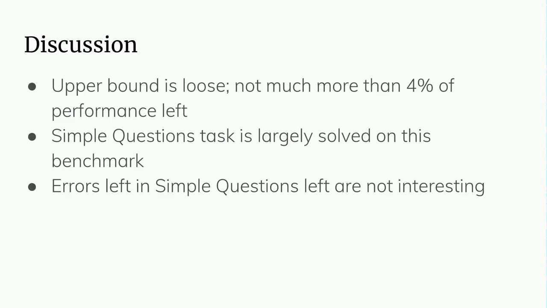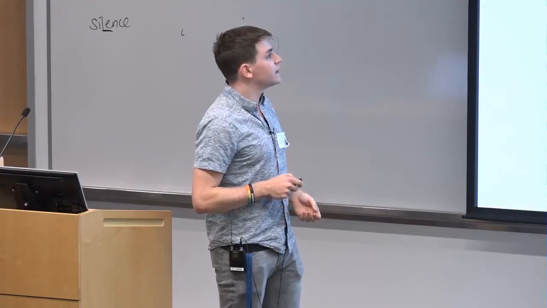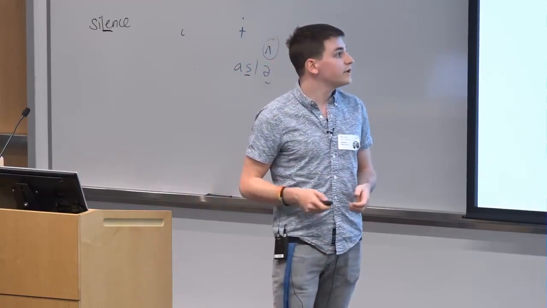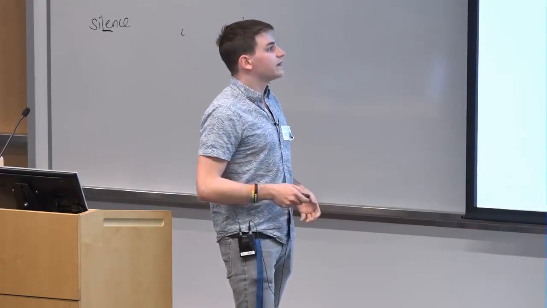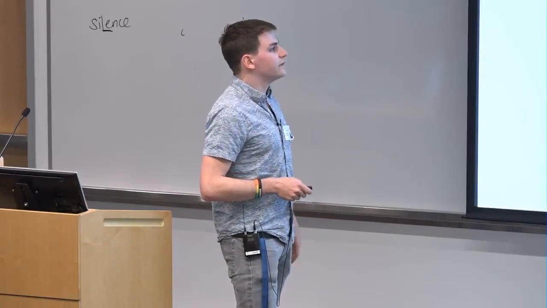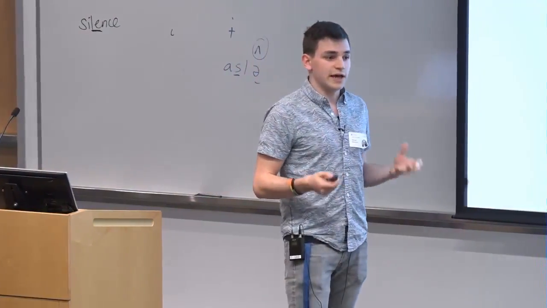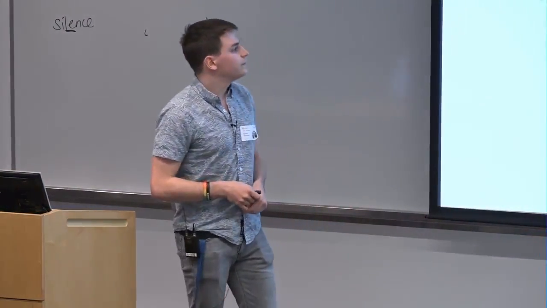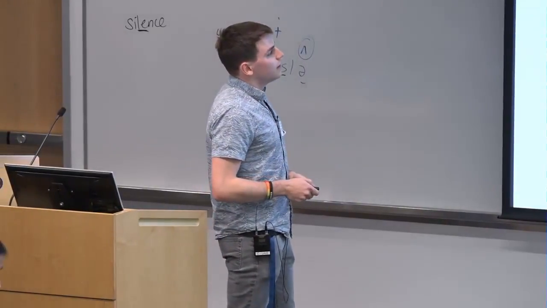So in concluding, due to the first ambiguity we found and the further ambiguity we found, there's not much more than 4% performance left on this data set, we believe. Secondly, we believe the simple questions task is largely solved. And this is due to the fact that the remaining errors are mostly due to a lack of data, which is a little bit interesting.